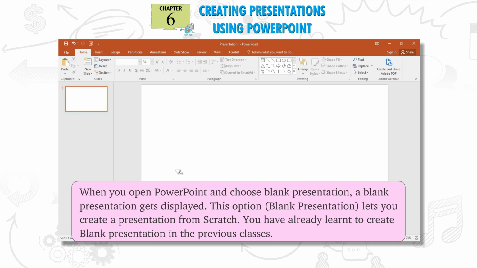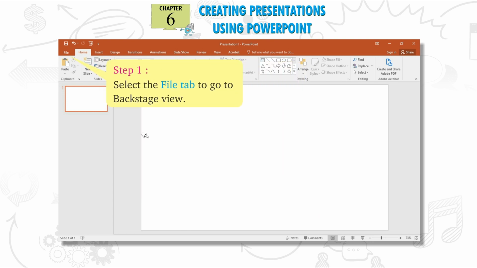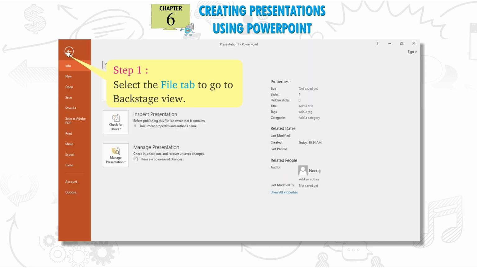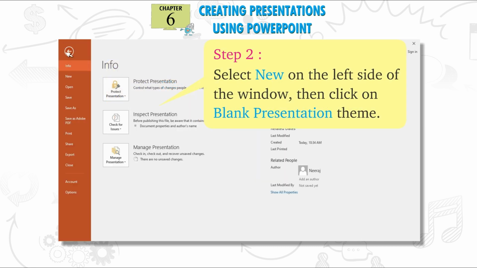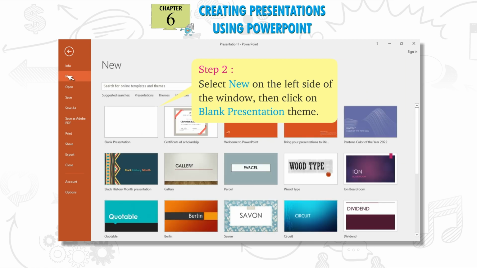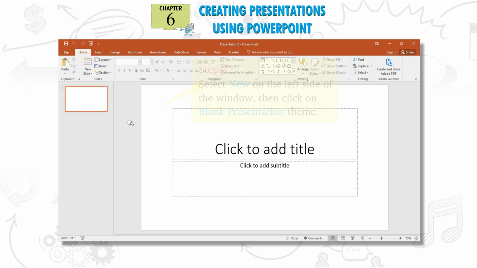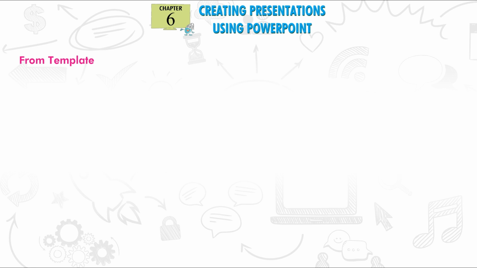You have already learned to create blank presentation in the previous classes. You can recap the steps here. To create a new presentation, Step 1. Select the File tab to go to Backstage View. Step 2. Select New on the left side of the window, then click on Blank Presentation Theme. A new presentation will appear.